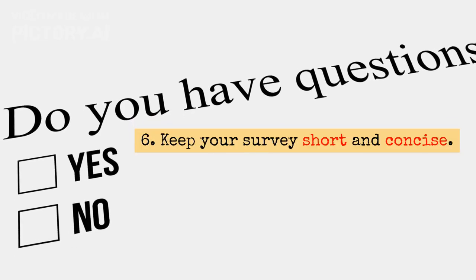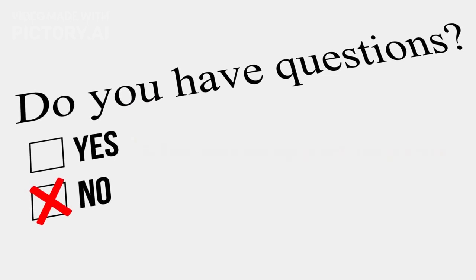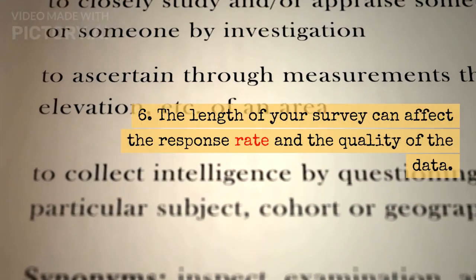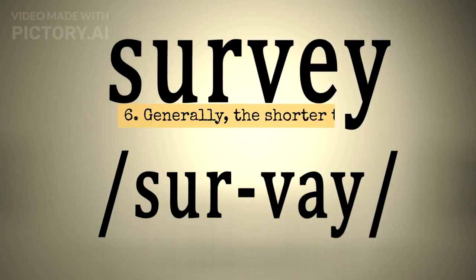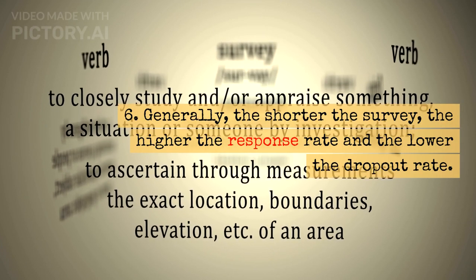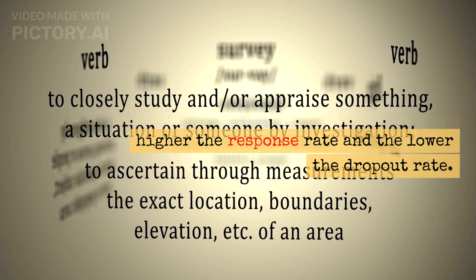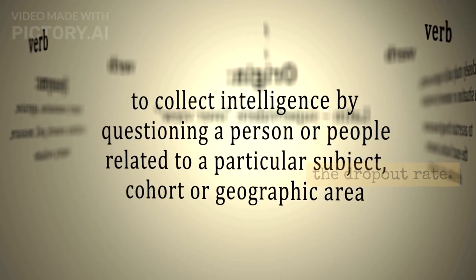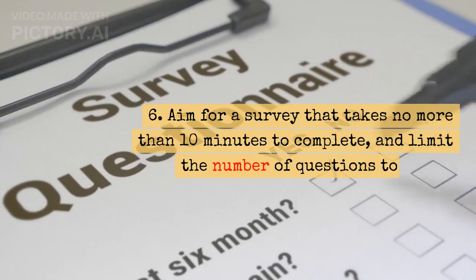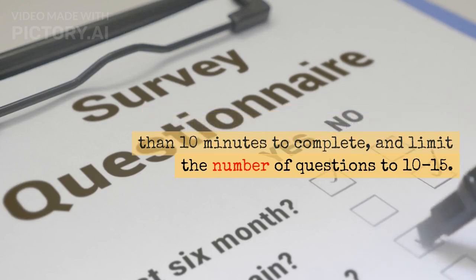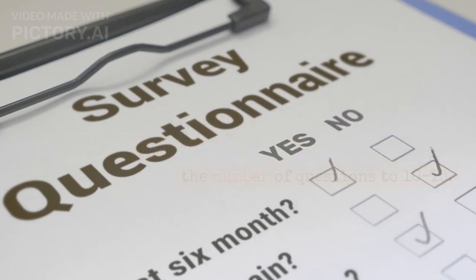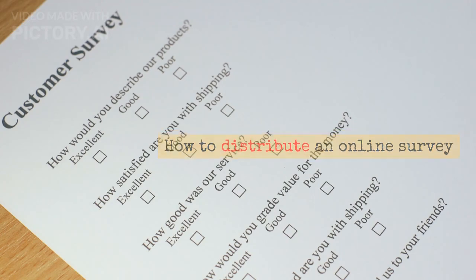6. Keep your survey short and concise. The length of your survey can affect the response rate and the quality of the data. Generally, the shorter the survey, the higher the response rate and the lower the dropout rate. Aim for a survey that takes no more than 10 minutes to complete, and limit the number of questions to 10-15.